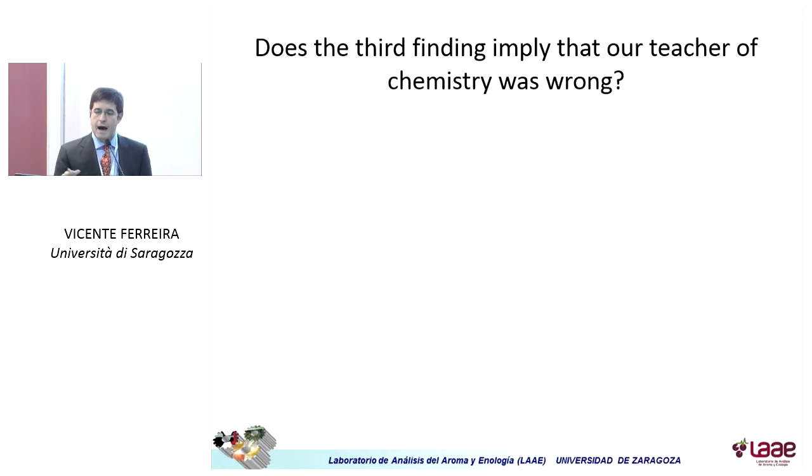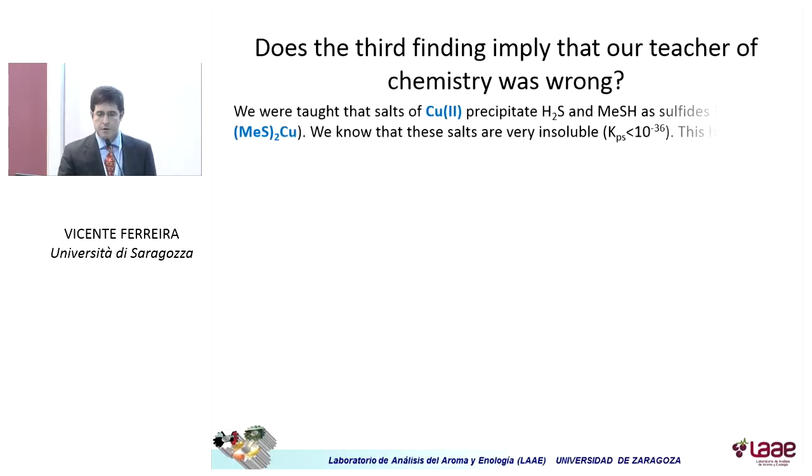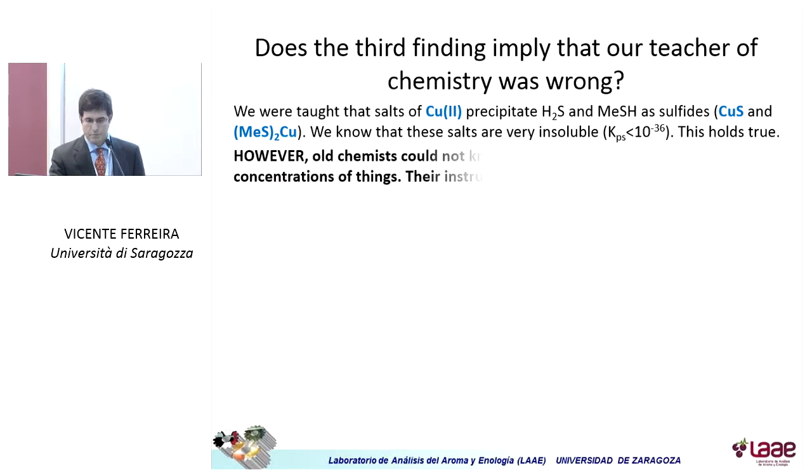So, what happens? Was our professor of chemistry wrong? Because we were taught that copper 2 precipitates hydrogen sulfide and mercaptans as sulfides and as mercaptides. We know certainly that these salts are very insoluble, and this is true. Quindi cosa vuol dire questo? Che il nostro professore di chimica si è sbagliato quando ci insegnava che il rame più lo zolfo dà solfuro di rame, che è una molecola fortemente insolubile?